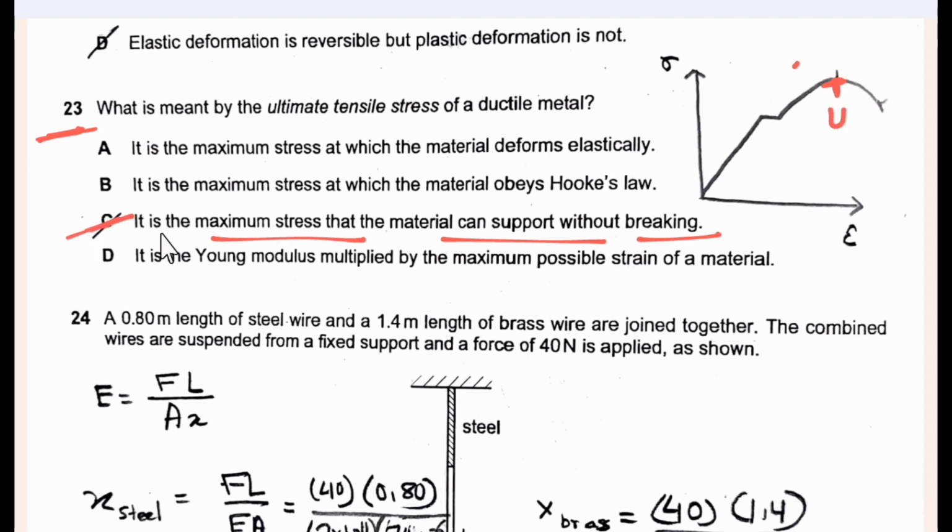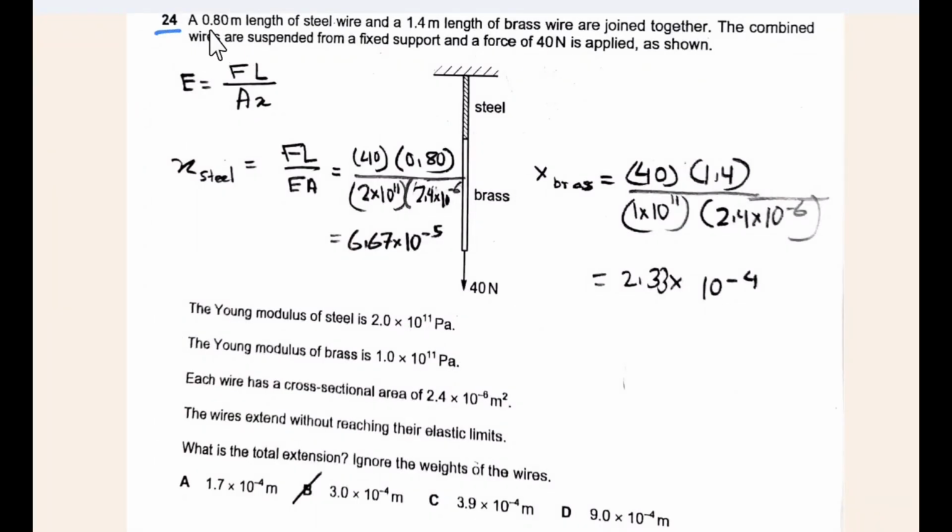So the answer is C, the maximum stress that a material can support without breaking. Question 24: a 0.80 m length of steel wire and a 1.4 m length of brass wire are joined together. The combined wires are suspended from a fixed support and a force of 40 newtons is applied.